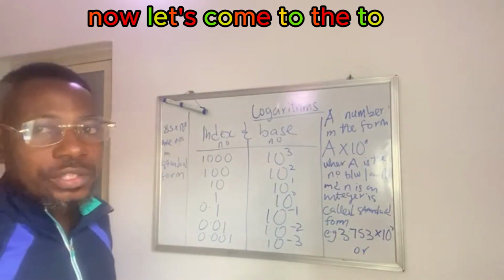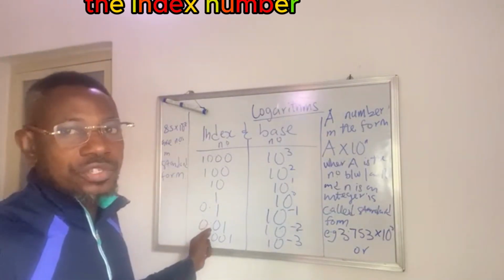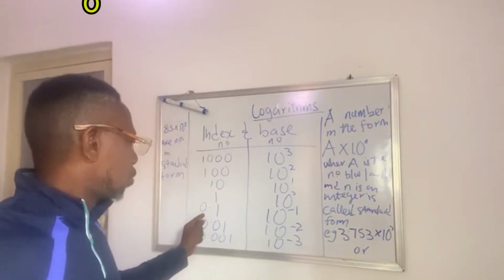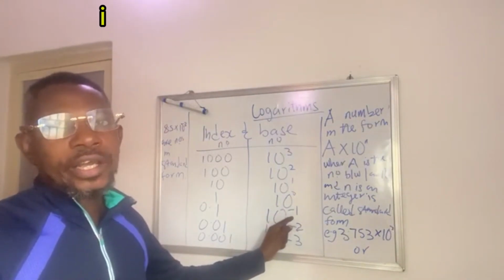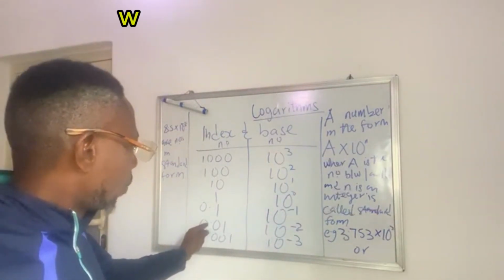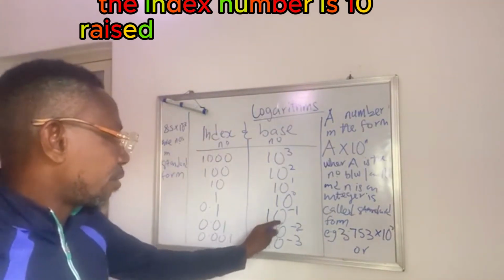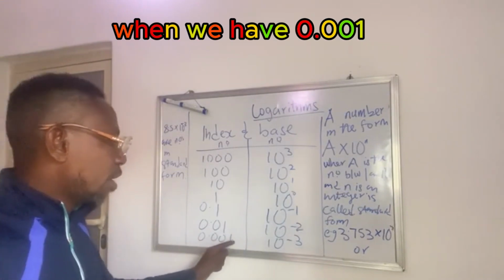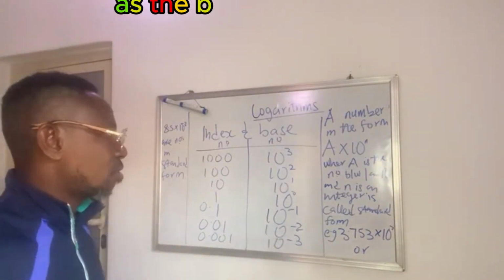Now let's come to the fractional part, the decimal part. The index number of 0.1 is a fraction, it's a decimal. 0.1 is presented as 10 raised to power minus 1 as a base number. Then when we have 0.01, the index number is 10 raised to power minus 2. When we have 0.001, it will give you 10 raised to power minus 3 as the base number.